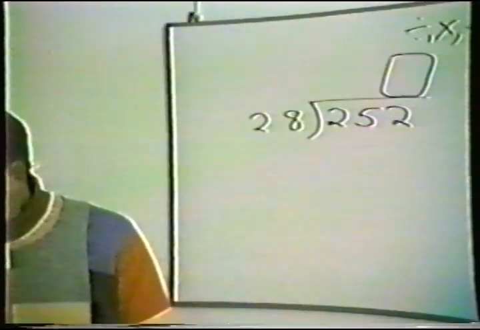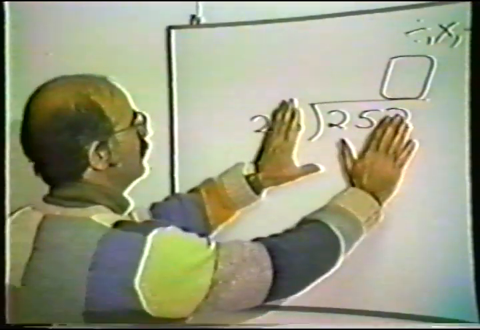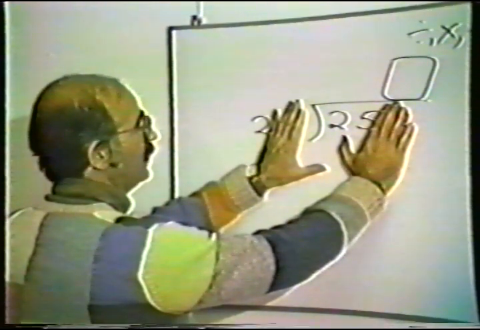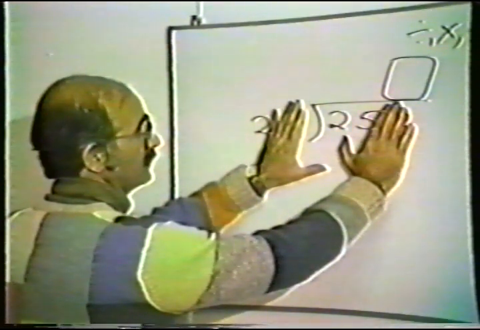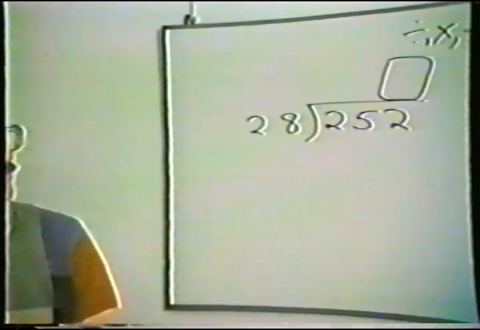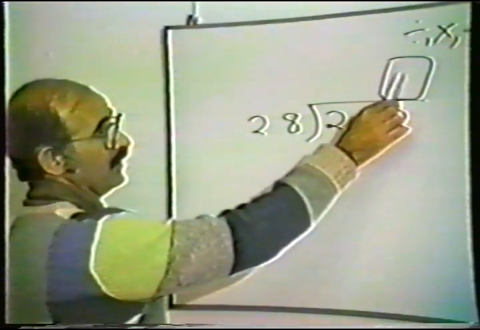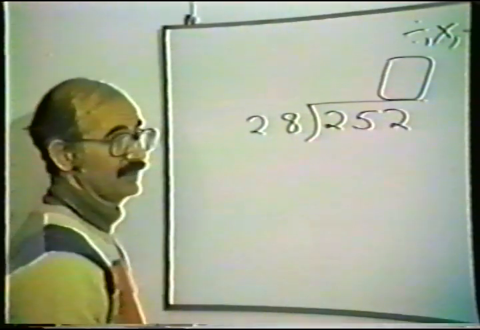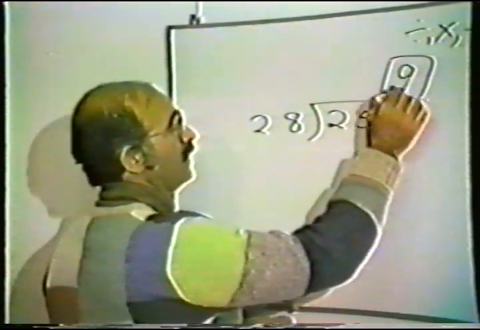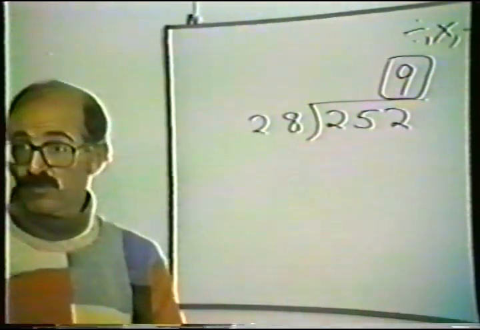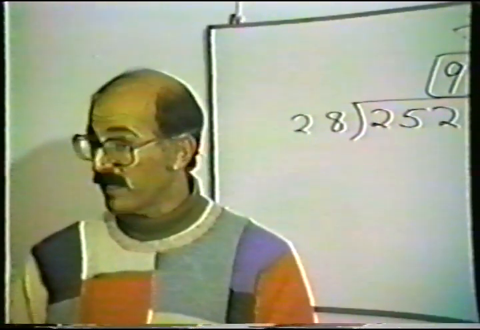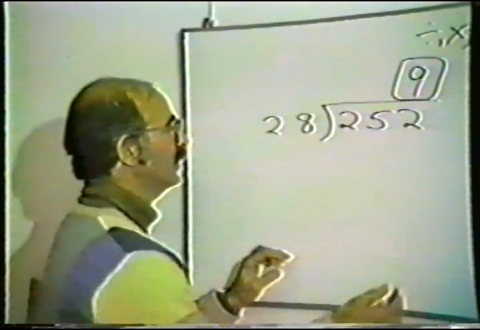Let's cover up these two numbers. How many 2's can you get in 25? 12. But what's the biggest number that we're allowed to put in one place? 9. So we had better try 9. We can't put a 12 in there, or an 11, or even a 10. The biggest one we're allowed to try is 9. So we'll try it.